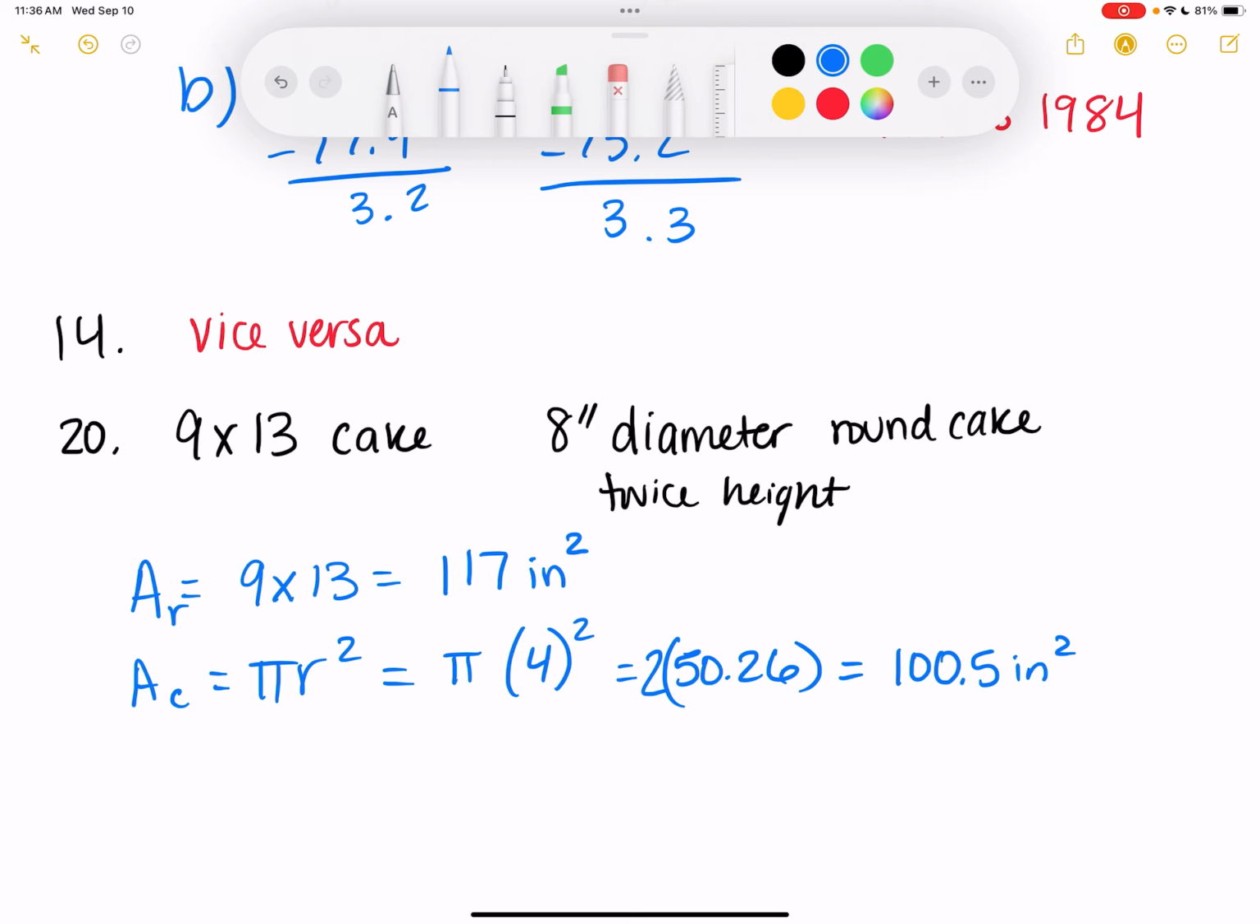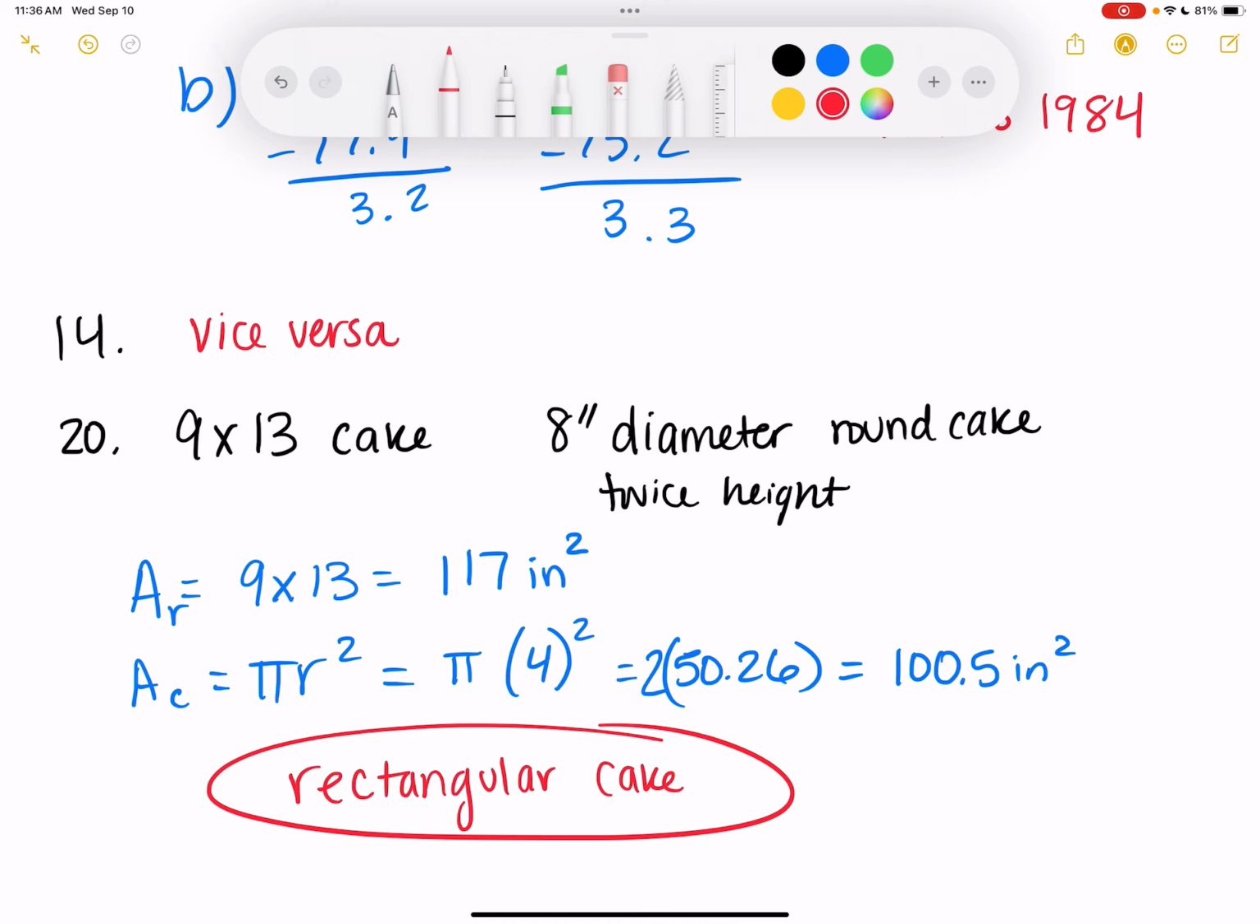The 9x13 one, the rectangular cake. What if they're different colors? You're going to have one for homework about stepping stones, figuring out which one's the better option. It's like buying stepping stones for your yard: which one's the better one for the money, for the amount of space you need.